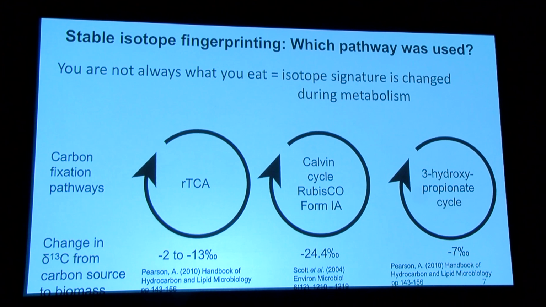Another way we can use carbon isotope ratios, or stable carbon isotope fingerprinting, is to answer the question of which pathway was used for carbon assimilation. This is based on a paradigm which is actually the opposite of the previous one: you're not always what you eat. Sometimes the pathway used for carbon fixation, especially of carbon-1 compounds, changes the isotopic signature of an organism, between the input carbon and what is actually in the organism. Each of these different carbon fixation pathways introduces a very specific change in the carbon isotope ratio when that particular pathway is used.